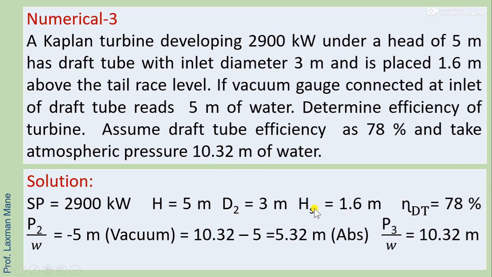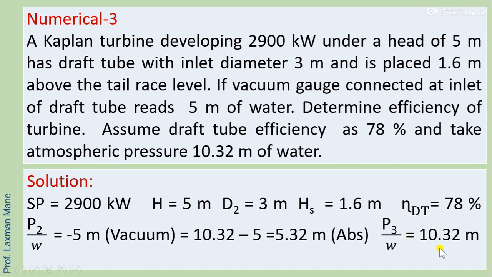HS, that is static suction head, is given, that is the height above the tail race level, 1.6 meter. Draft tube efficiency is given as 78%. Now here the pressure gauge reading of point 2 is given, but as the atmospheric pressure is absolute, we have to convert this into absolute. So 10.32 minus 5, that gives the absolute value of P2 by W, the pressure head at point 2.